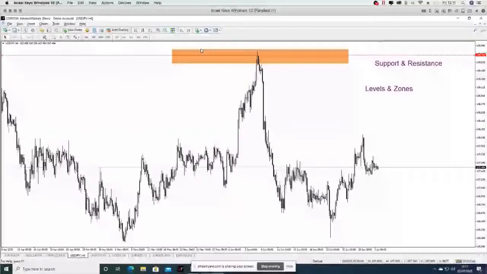But this is how it works. Whenever price is bullish and it reaches a level or a zone that significantly reverses it, that is a resistance.